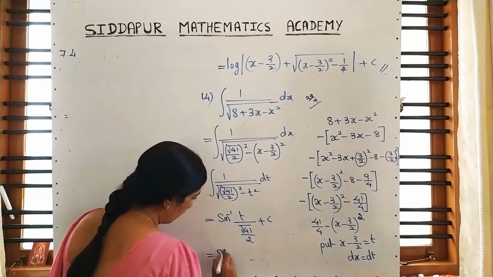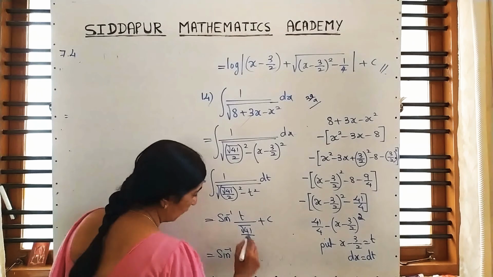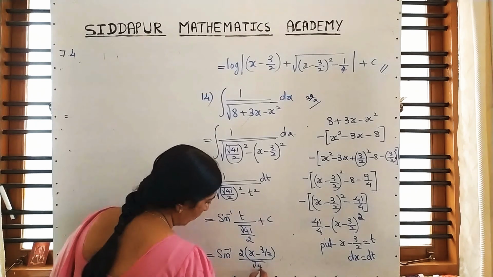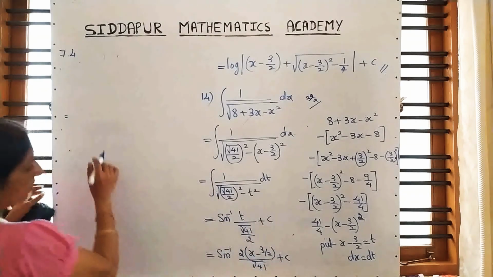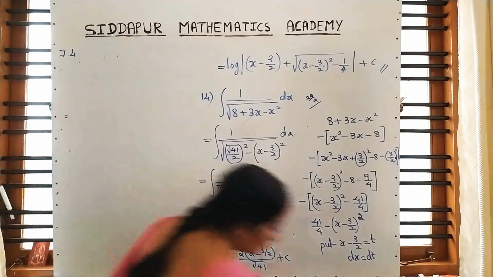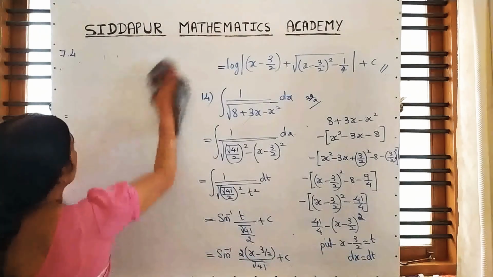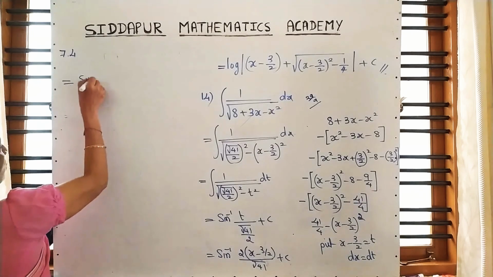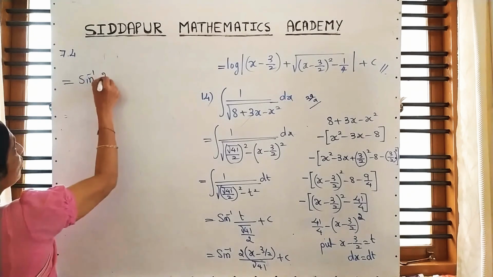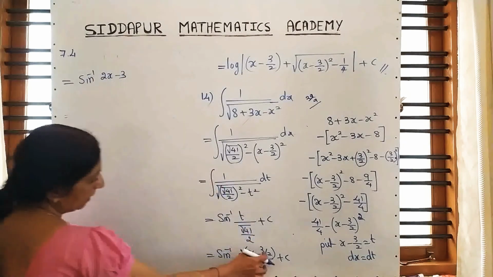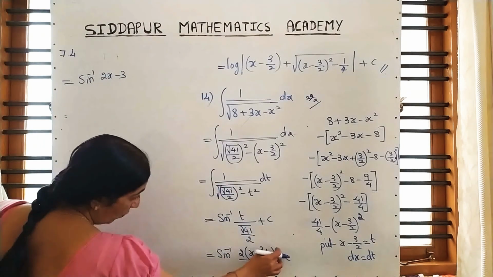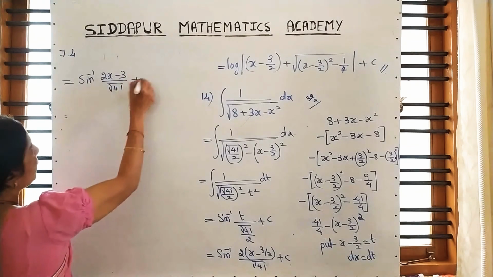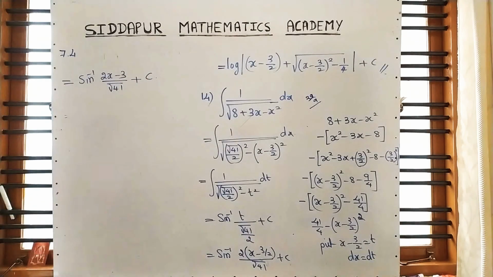It is the sine inverse. 2 goes up. The t value is (x minus 3 by 2) upon root 41, times 2, plus c. If you want, take the LCM and simplify. This is sine inverse of 2x minus 3. When you take the LCM, it is (2x minus 3) whole upon 2. That 2 and this 2 get cancelled. Upon root 41 plus c.